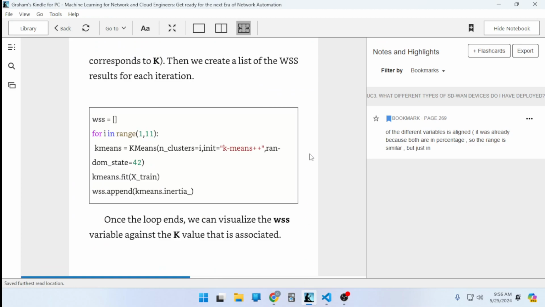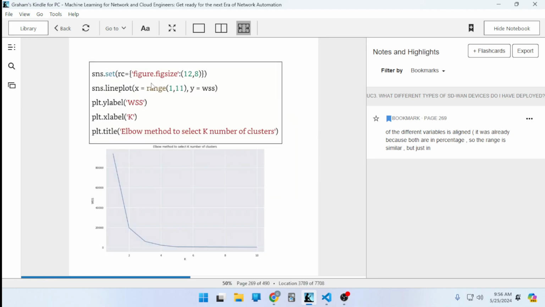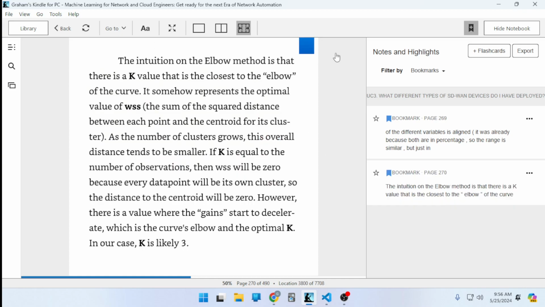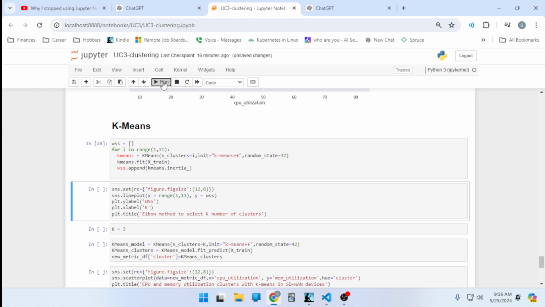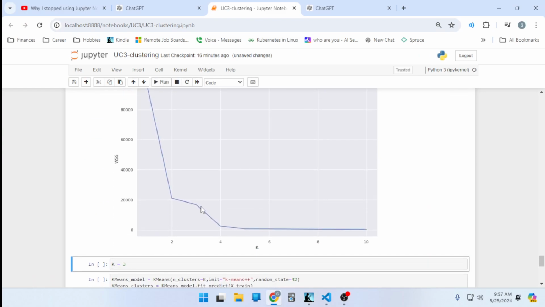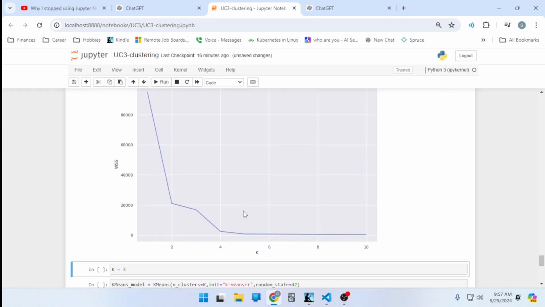Once the loop ends, we can visualize the WSS variable against the k value that is associated. So there we go. So here's an elbow method. So I think this is kind of an elbow graph. So we've got the elbow there. So let's see if we can get that graph to show up. Yeah, so we've got kind of an elbow there, I guess.